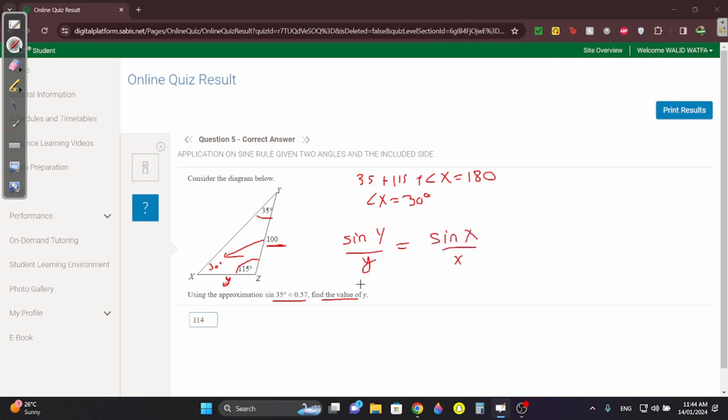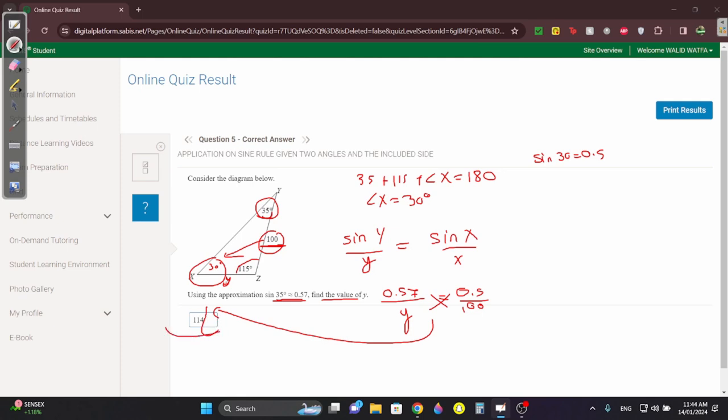Now let's substitute. Sine y, which is sine 35, which is given, 0.57, over y, which we're trying to find, we don't know it, equals sine x, sine 30. I'm going to give it to you, sine 30 is 0.5. If you do it on your calculator, 0.5. Equals sine 30, which is 0.5, over x, side x, which is opposite to angle x, which is 100. You cross multiply and y is 114.